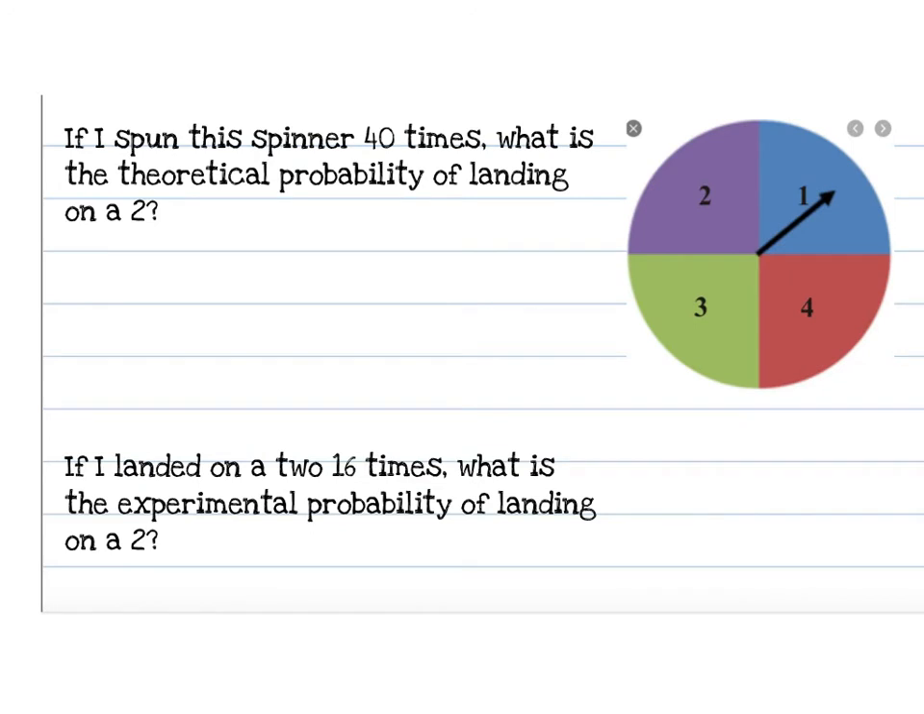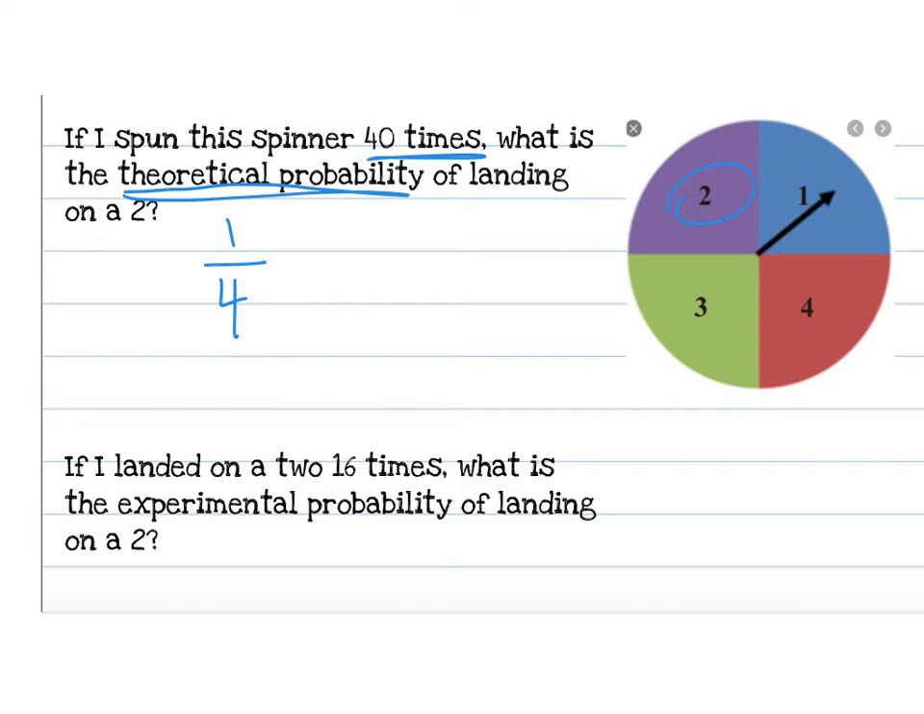If I spun this spinner 40 times, what is the theoretical, in theory, what should happen of landing on a 2? Well, the 2 is 1 out of 4 possible outcomes. So the theoretical probability is 1/4. Again, this 40 times doesn't really matter for this question.